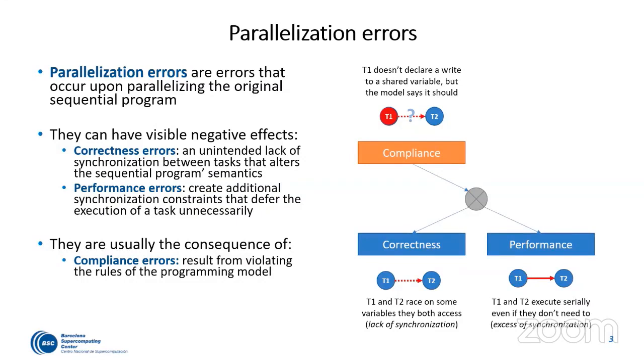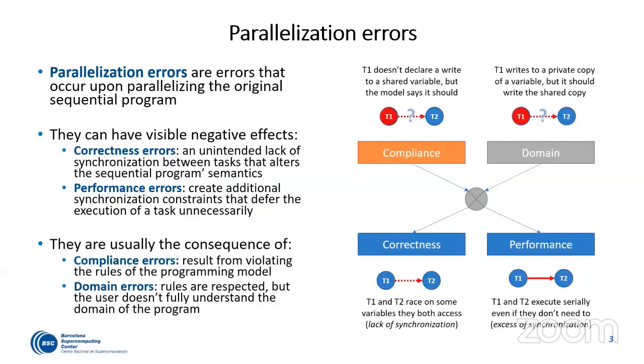For the sake of completeness, we also mention domain errors. These are errors which happen when the user doesn't understand how to arrange code in tasks and how they depend on each other, despite respecting the rules of the model. While domain errors too can be the cause of correctness and performance bugs, detecting these errors in general requires a knowledge that only the user can possess or that is inherently bound to a domain-specific abstraction.